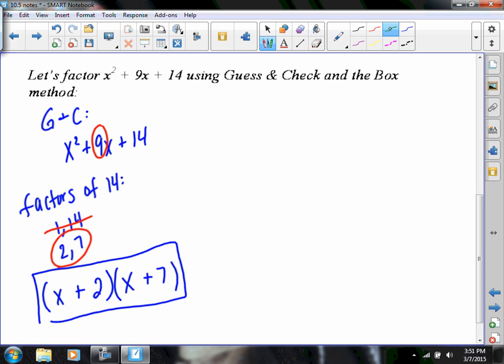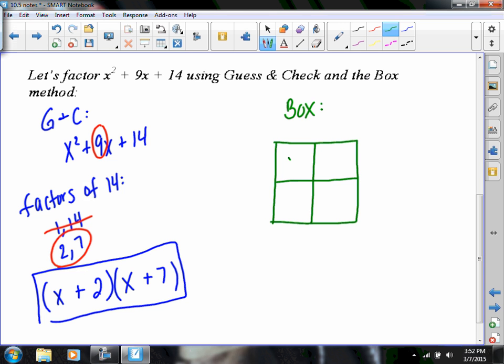Now, the box method is basically the same thing except you use a box. And you set it up so it kind of looks like a lattice, but we're not going to have those little diagonals. And your first term, the x squared, is going to go in the first box. And your last term, the 14, is going to go in the last box. And you still need your factors of 14.